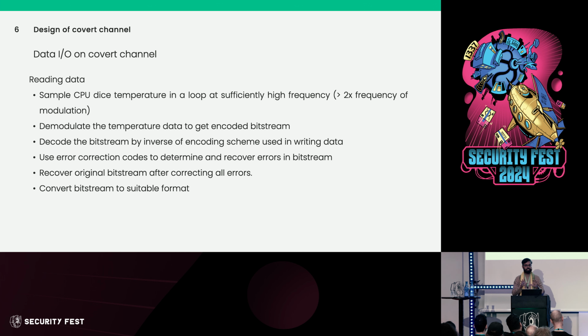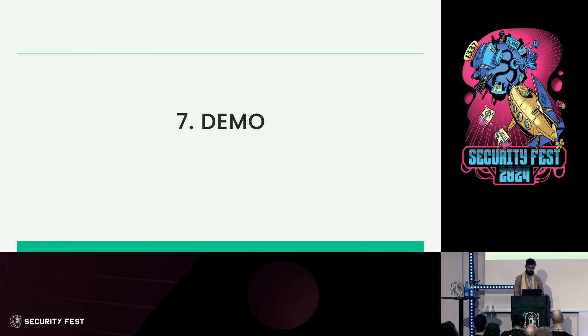So if you ever studied digital signal processing or you want to look it up, you can pick those books, and this is very clearly defined there, that you need more than 2 times the frequency of modulation. Otherwise, you won't be able to recreate the original signal reliably. That is why this condition is there. Rest of the stuff, demodulation, decoding, error correction code to figure out if some bits are wrong, correcting them, then recover the original bit stream, and then you can turn it into whatever you want.